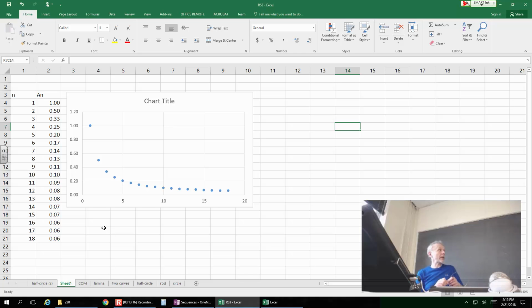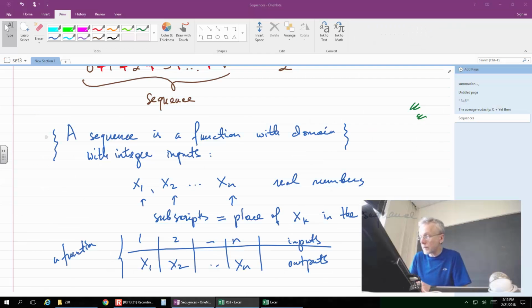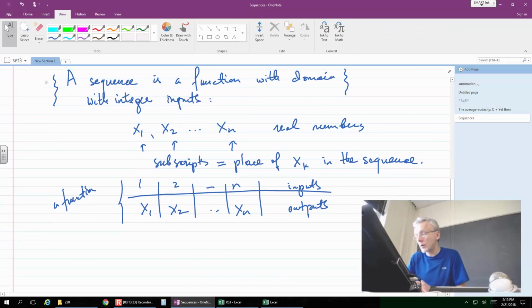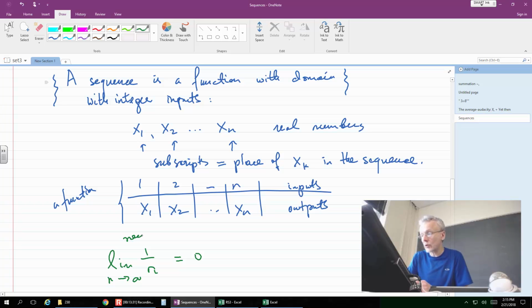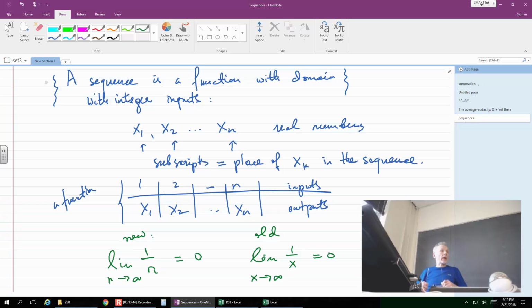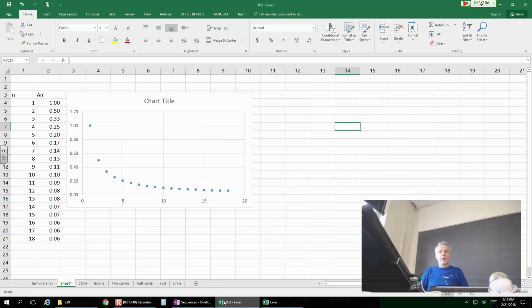That's from calculus 1, and now we're actually doing something simpler. We're saying that the limit of 1 over n as n goes to infinity is 0. So compare this. This is new, and this is old. Limit of 1 over x as x goes to infinity is equal to 0. So what is the difference? Really, the difference is negligible, and you can actually see the difference here. Imagine that this turns into a graph the way I did previously.